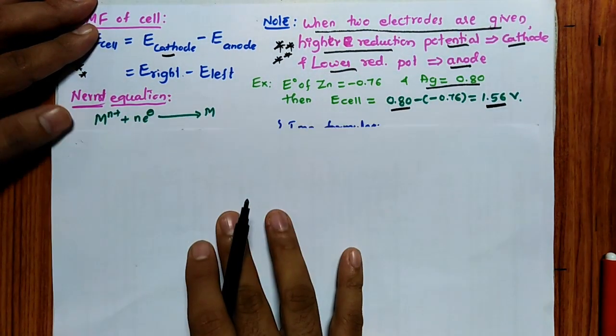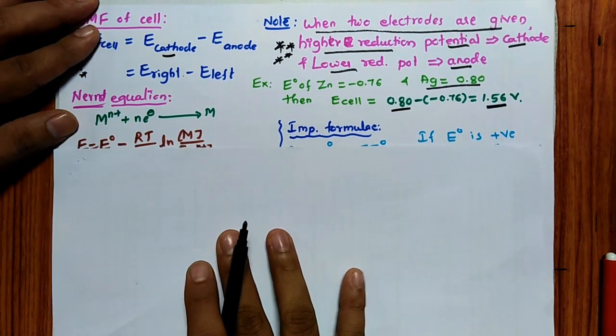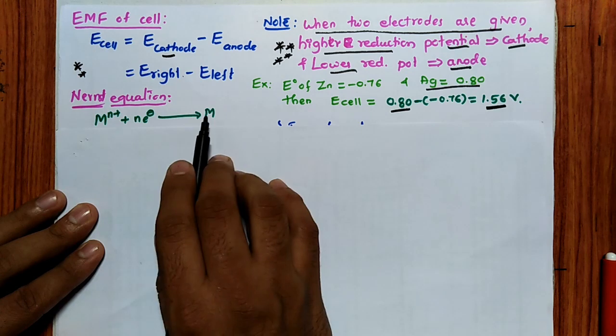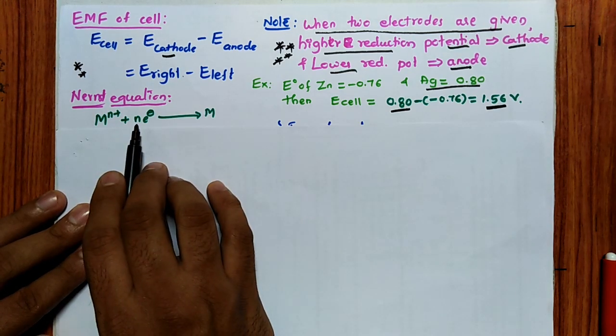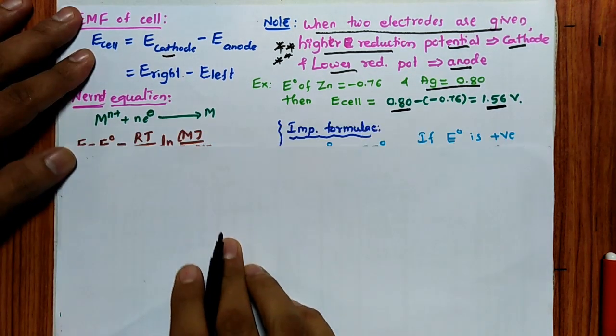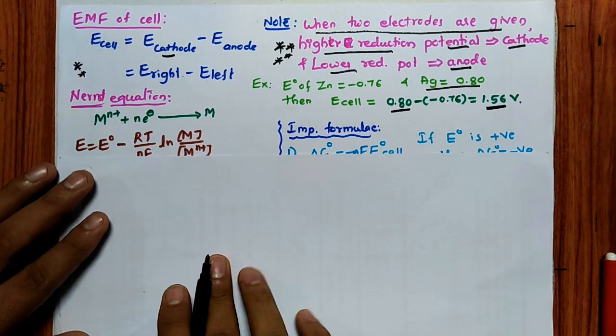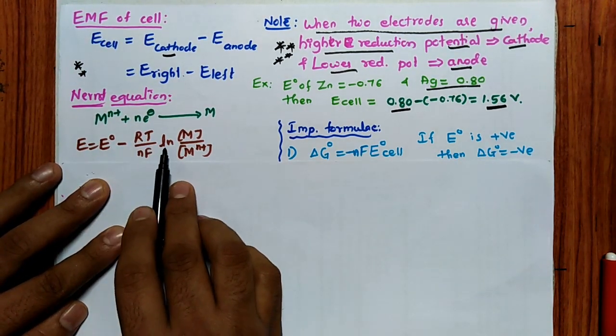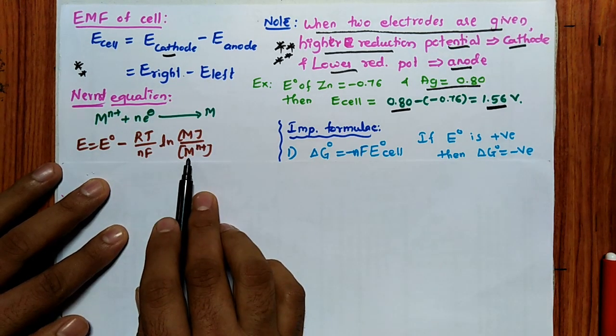Then we will go to Nernst equation. So Nernst equation can be written as, remember, for the given reaction, if it is like this, M^n+ gives rise to M by gaining n electrons. Now, Nernst equation can be written as E is equal to E naught minus RT divided by nF ln of M divided by M^n+.